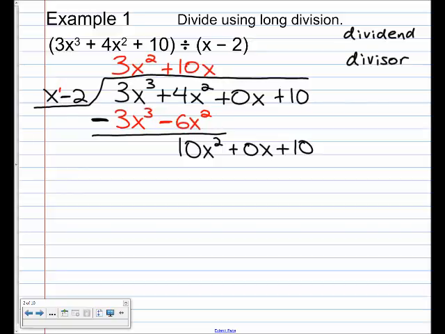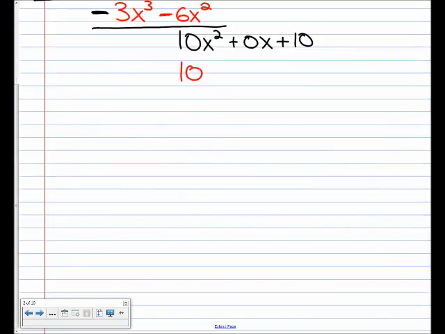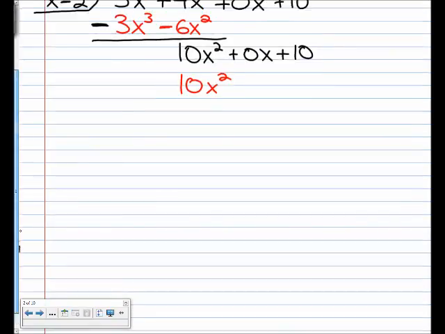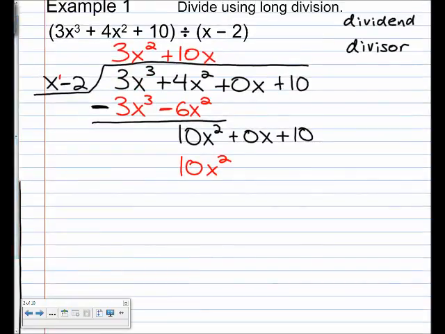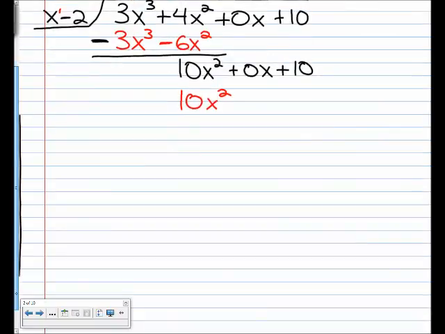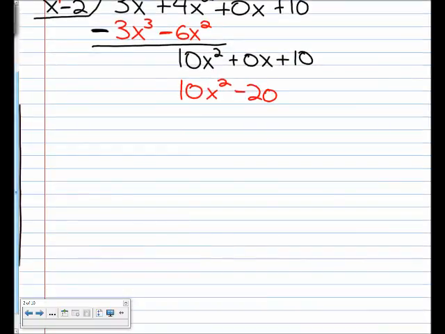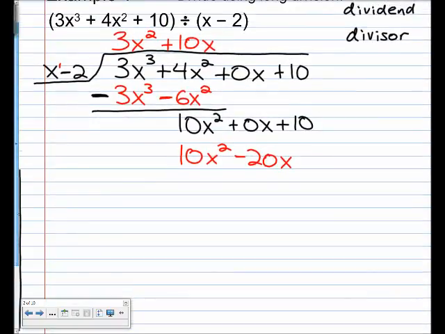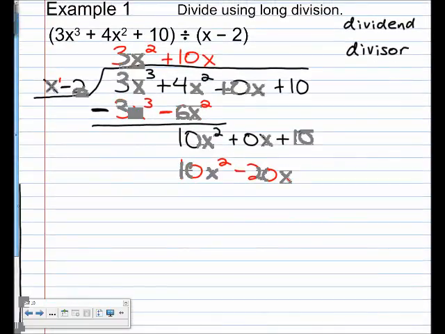All right, so now I'm going to do the same process, but 10x times these two. What's 10x times x? 10x squared. What is 10x times negative 2? Negative 20x. Now do you see why I put that placeholder? Hopefully some of you do. I put the placeholder so that way I have a column to put my x to the first power.